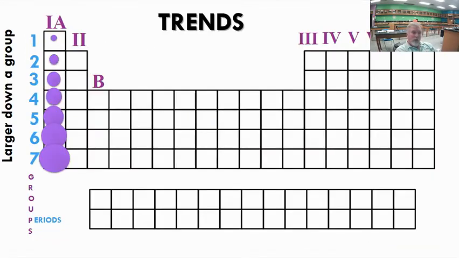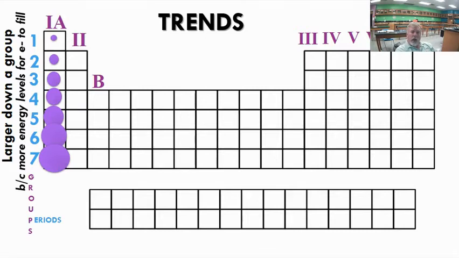So I want you to write that as well on your blank version of the periodic table. Put larger down a group. Also put because more energy levels for the electrons to fill. So we're going to have the circles to give you a visual, and then have the labels: they get larger as you go down a group. And why? Because there's more electron levels to fill, more energy levels to fill.